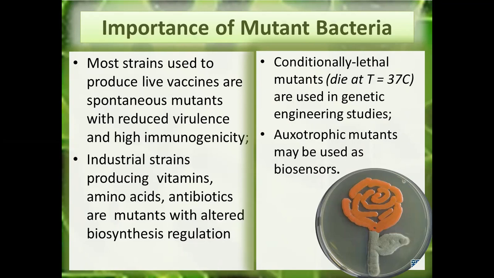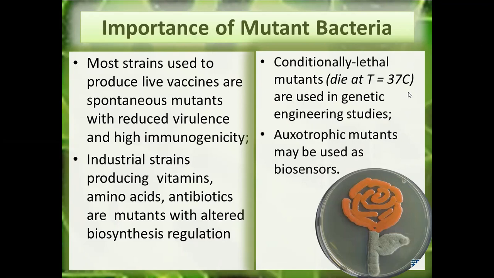In genetic engineering studies, a very special type of mutants is used, named conditionally lethal. They die at a temperature of 37 degrees, so they cannot multiply in the human body. Why is it necessary to use this kind of bacteria? When we invade the genome of microorganisms, the consequences may be unpredictable. So for safety, it's recommended to use only these mutants, which cannot be pathogenic for people.